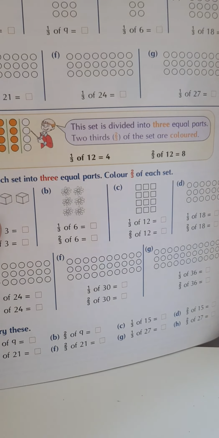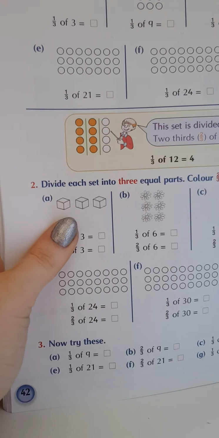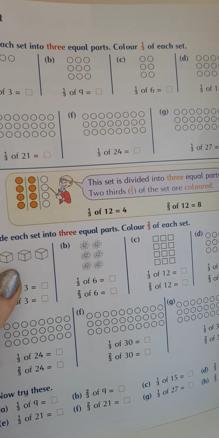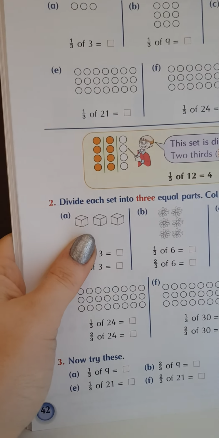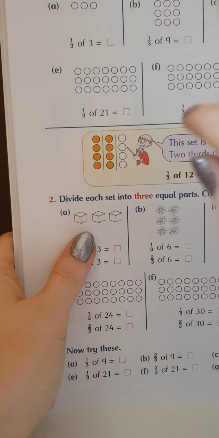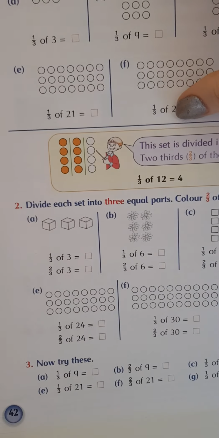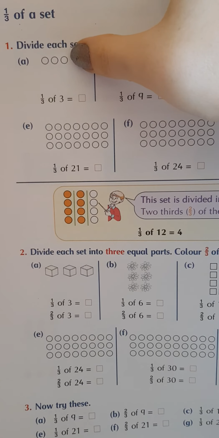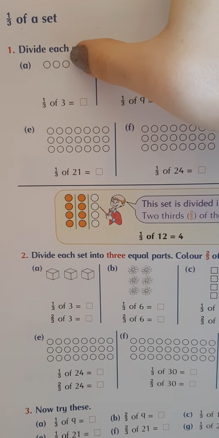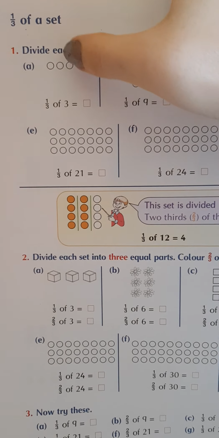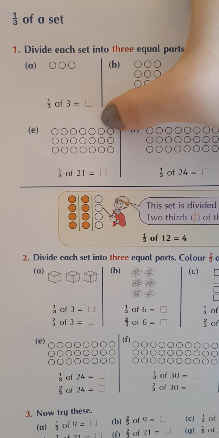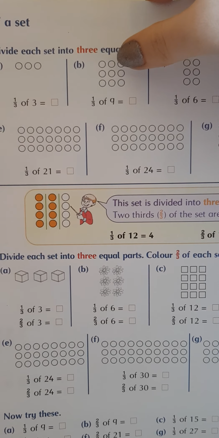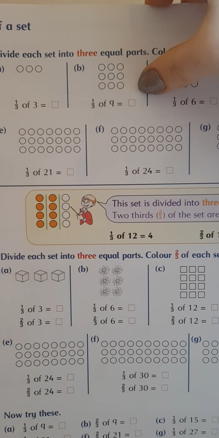Then onto this page, it is asking you to divide each set into 3 equal parts and colour 1/3 of each set. So you have to divide all of these into 3 equal parts. So there's 3 people sharing them and they need the same amount each. Ones like this are going to be easy because you can see that they're going to get exactly 1 each. And then they want to know, after you've coloured in 1 part out of 3 parts, how many did you colour in? So here I'll do this one, for example, 1/3 of 9.